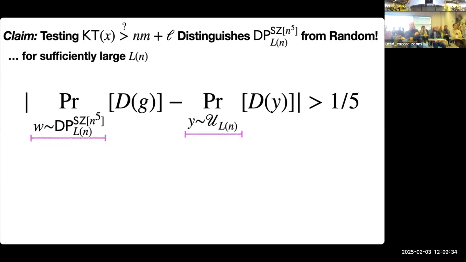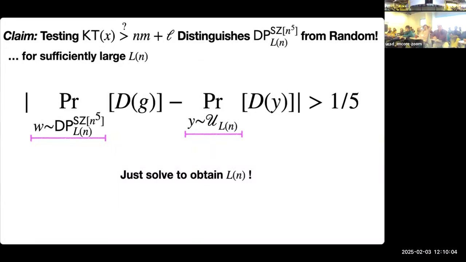And over here, a counting argument tells us that one of our Kolmogorov complexity facts was that fully random strings have high complexity, i.e. more complexity than this, with extremely high probability, and that should be enough to get us up to the gap 1/5. So we just solve this to obtain the L of n that we should set. And that's the learning algorithm. It's just going to be a polynomial bigger than n to the fifth.